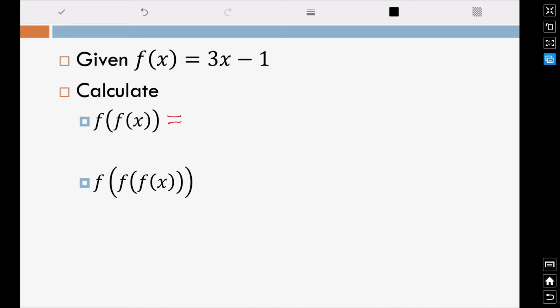Since we don't have an actual value to calculate at x, we'll wholesale take this function and put it into here. So we're putting the 3x minus 1 into the function. It'll look like this: f of 3x minus 1. Now what do we do with this? Well, as with any function, if this were just a number, I would just put it back into the function. So let's do the exact same thing. We'll put the expression back into the function. So 3, and then we'll replace x with 3x minus 1. We'll have a minus 1 there.